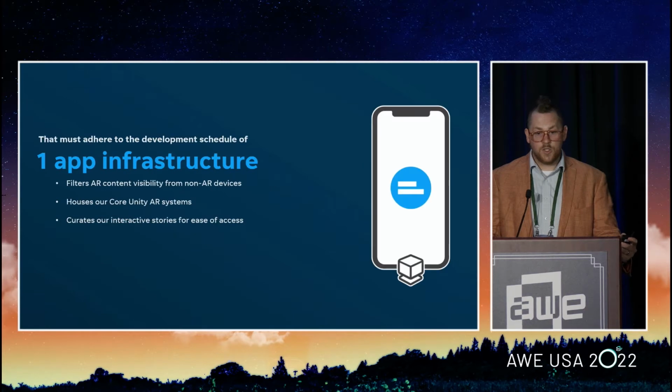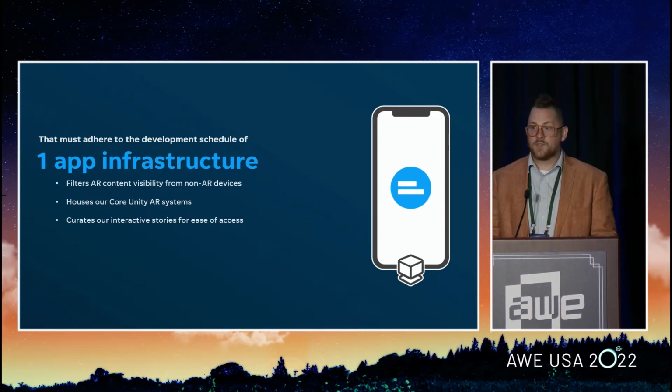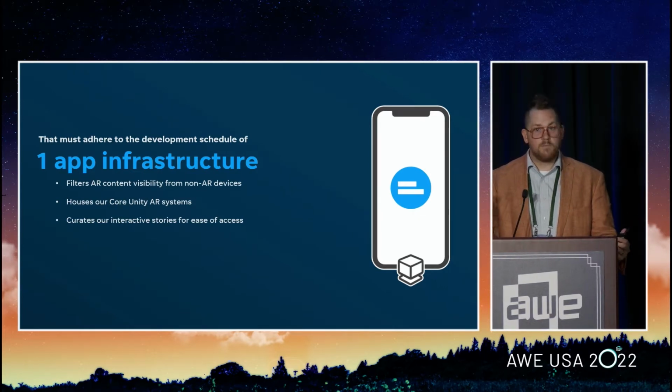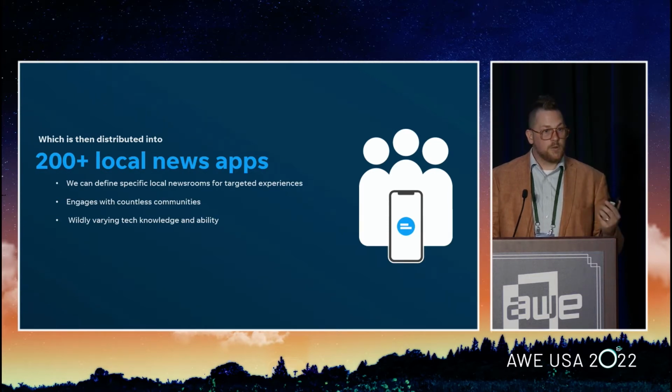But this feeds into our single app infrastructure. This is our national brand. So anything that we're changing on there has to go through our mobile ops divisions to make sure this goes into this big, important infrastructure. This is where all of our main core components of Unity are stored, to get Unity to be read by an AR-capable device. And that is seeded out to over 200 local news apps. These reach out everywhere and give us the power to specifically reach out to communities.